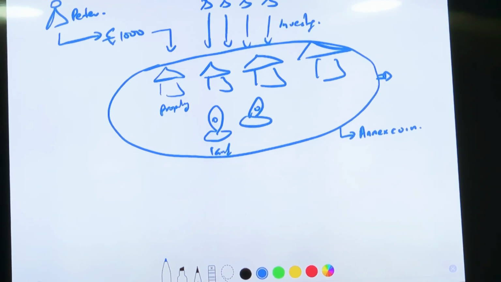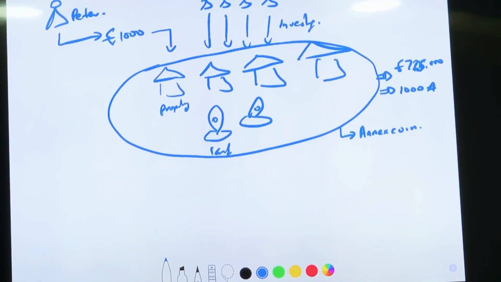And let us say that the total valuation of that is £725,000. Okay, now I think this is 725, 765. I can't remember, but let's just say that I think it's 65. Okay, now we issue out no more than 1,000 annex coins.